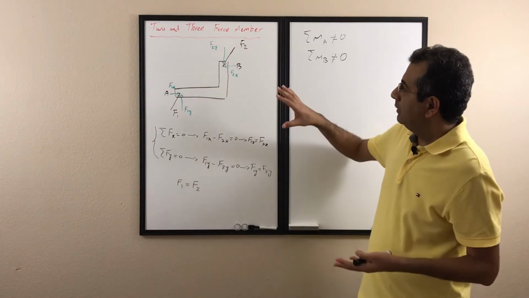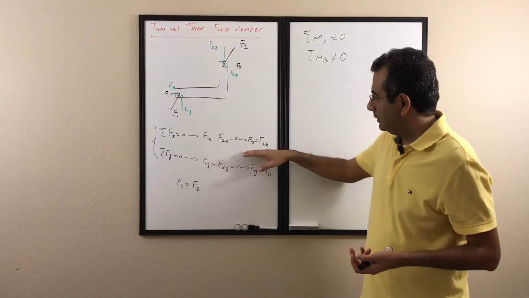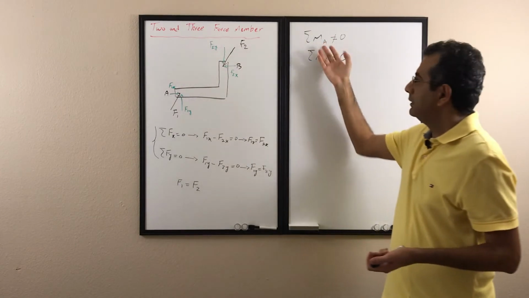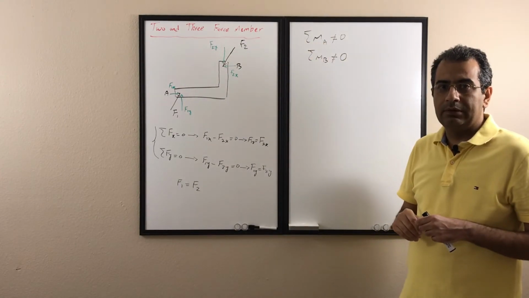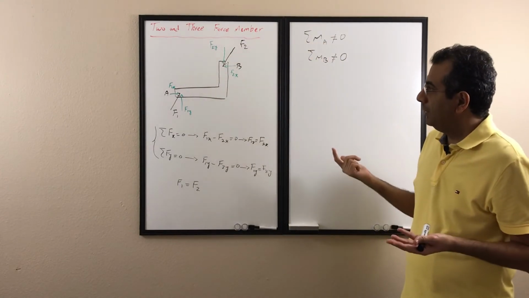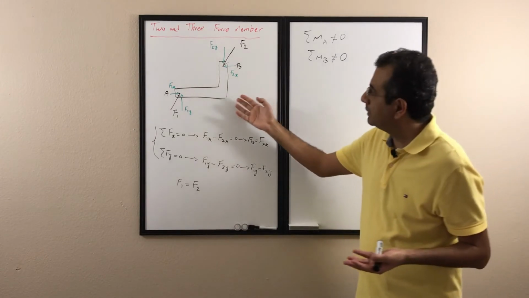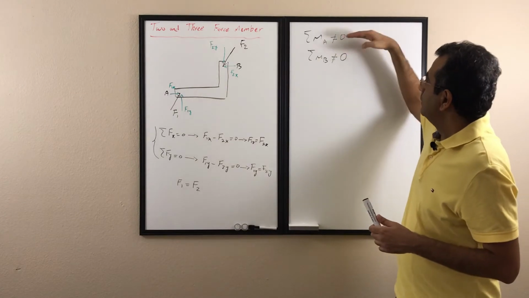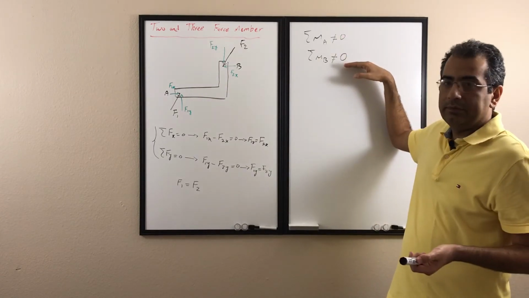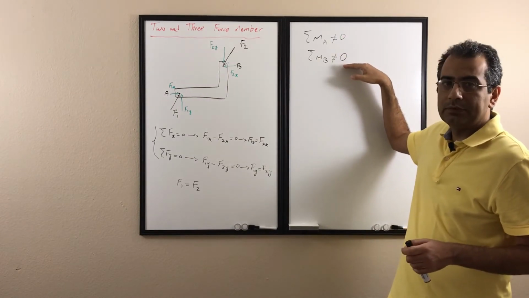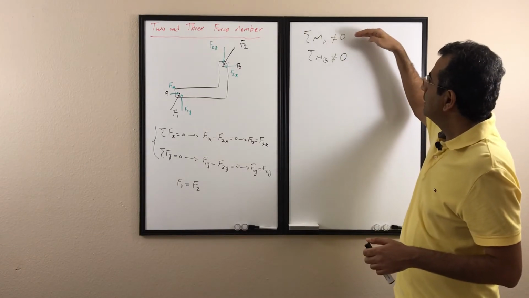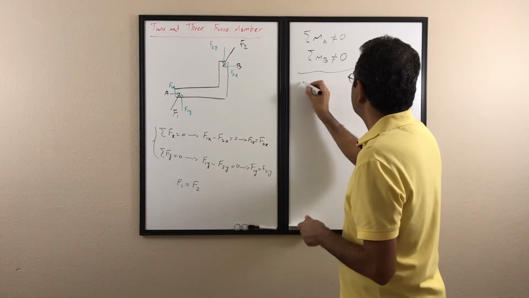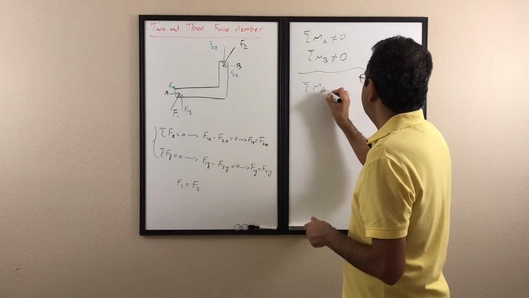In other words, although under this condition it's going to be 0, under the other conditions the sigma M is never going to be 0. So how am I going to make the sigma M 0? Under what condition does the sigma M become 0? Either this one or any other, the moment about any other point should be 0. Now assume that I want to make sure sigma M about A is 0.